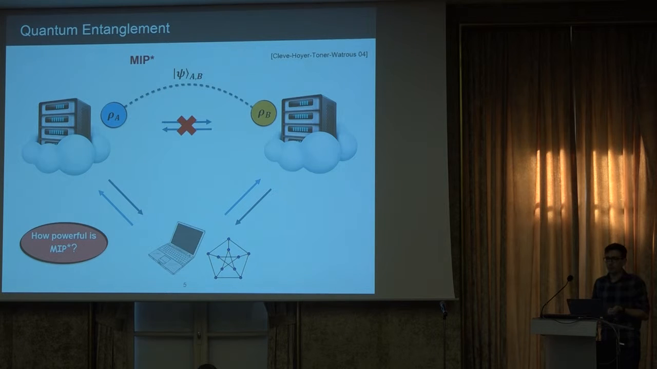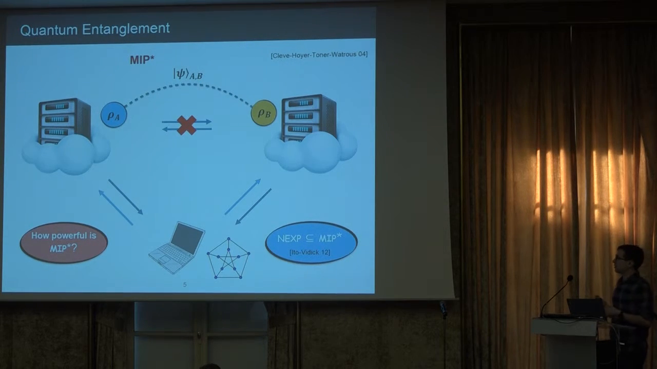So a natural question is, how powerful is this class? And it's not clear a priori, because in one sense the honest provers can do more because they have more power. They can maybe prove more languages, but on the other hand, the malicious provers can do more, and so maybe they have more strategies with which they can fool me. So it turns out that the second thing doesn't happen, and in fact, NEXP is contained in MIP star. This is a result due to Ito and Vidick in 2012. But like Anand said, we have no known upper bound still. It might be the case that this model allows you to prove undecidable languages.